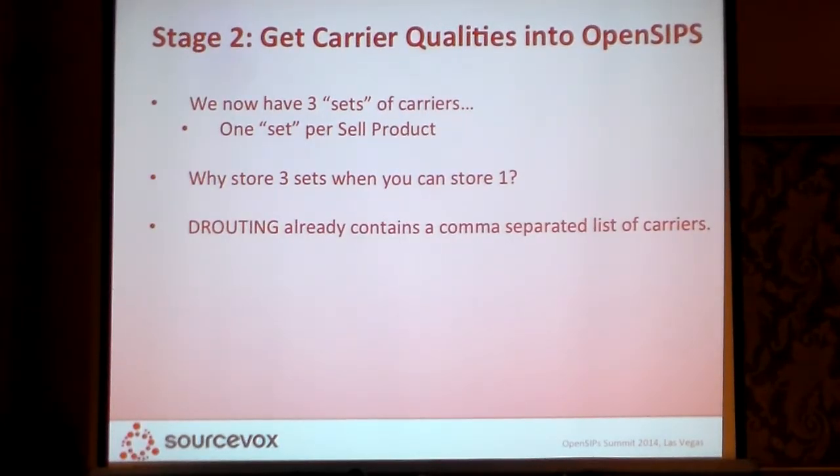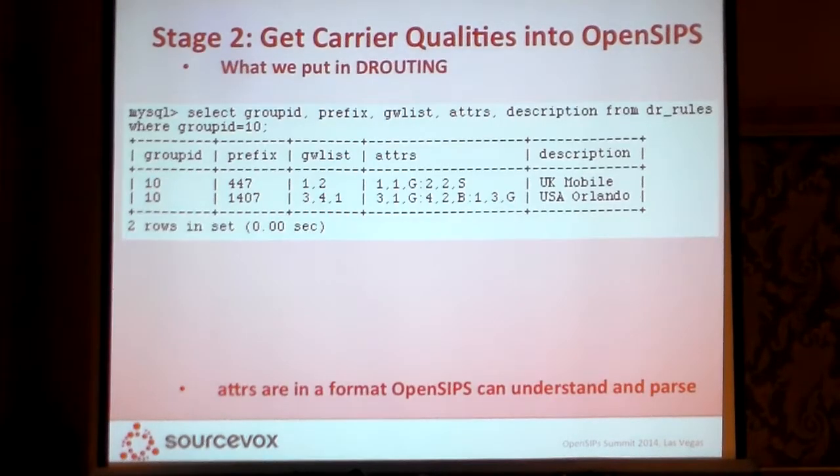We've already got our comma separated list of carriers in our routing. So what we can do, and this is exactly the same as in one of the very first slides, is we've got our list of prefixes in the dynamic routing module. So you've got 447, here we use BT first, Vodafone second in the gateway list. But this time, we've now put these attributes in the attributes column.